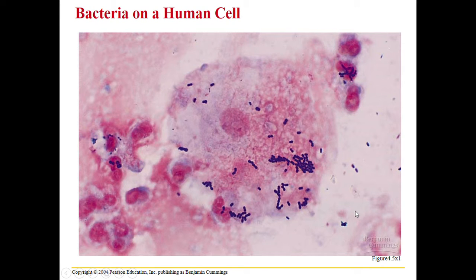Here we have bacteria on a human cell. So the pink that you see is either a human cheek or a human skin cell, and all of these little purple dots are bacteria around it. So prokaryotic cells that are much smaller than these large pink cells.